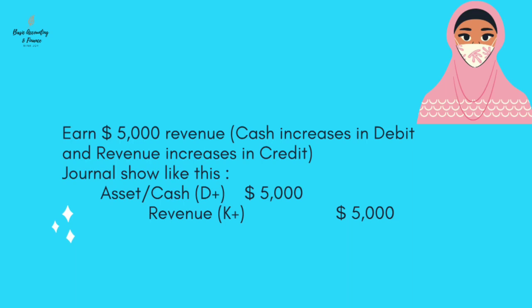Here is another exercise and journal. If I make $5,000 in revenue, this will increase cash, meaning there will be a debit for the cash. On the other side, revenue will be a credit. Therefore, the journal will be debit the asset cash, $5,000, credit revenue, $5,000.